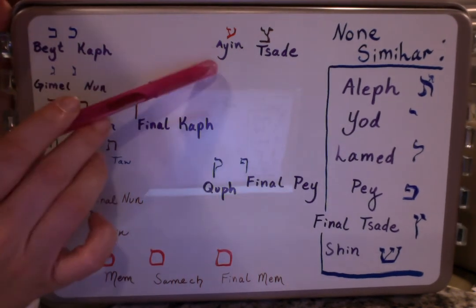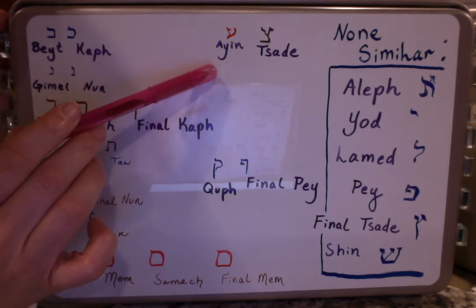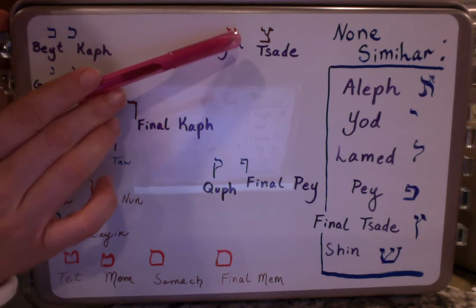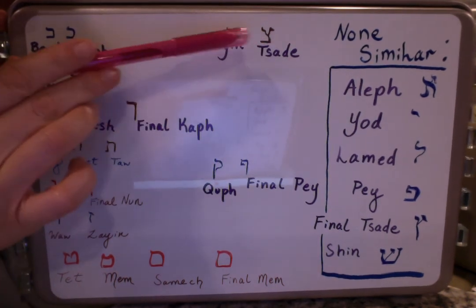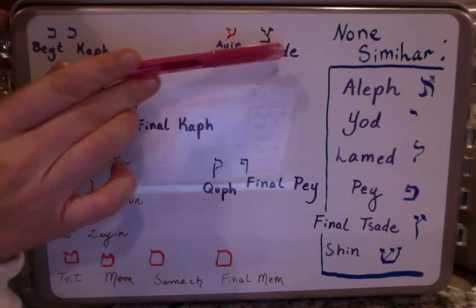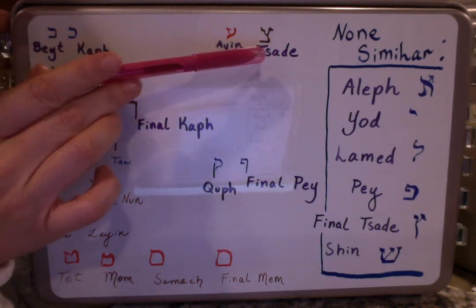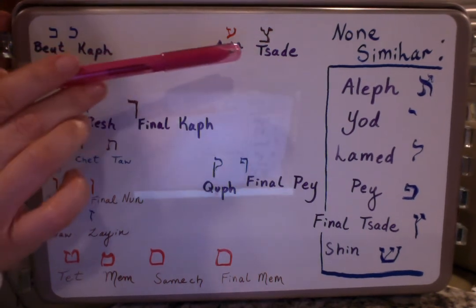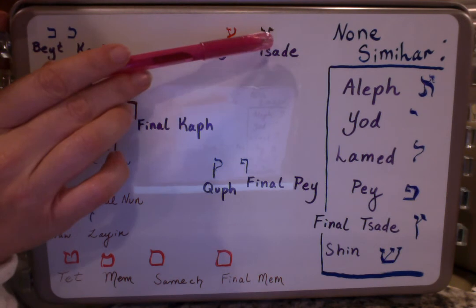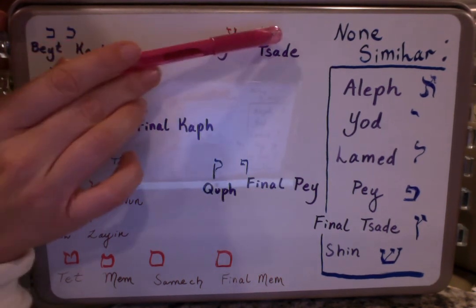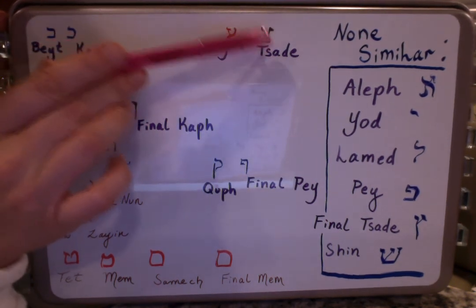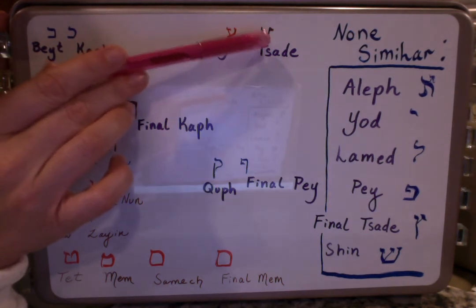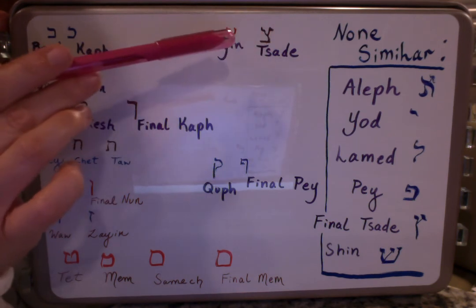Then we go up to ayin and tsadi. Ayin doesn't have this straight line that comes across like tsadi does. To me, that's a pretty big differentiating mark right there, because you can see how the top kind of looks similar, except on the top also tsadi has this little bit bigger coloring in than ayin.